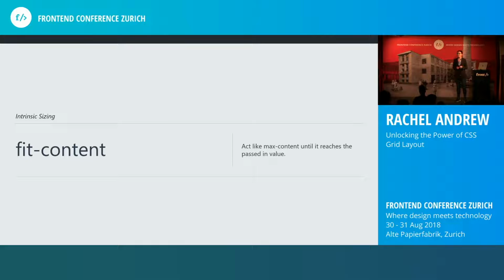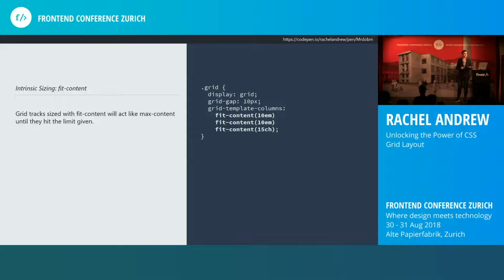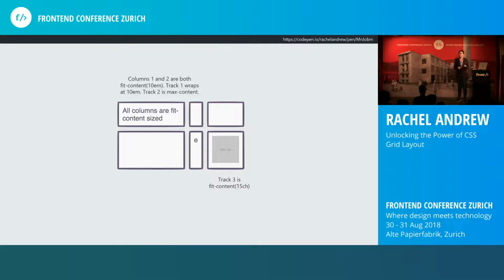And then we have fit content. And this is a really useful keyword because it acts just like max content, so the content tries to get as big as it can do, but you pass in a value. You pass in a value and you say, I do not want this track to get bigger than this value. So be like max content, get to that value, and then start doing your wrapping. So I've got 3 tracks here. The first 2 clamped at 10 M, the last one at 15 CH, which is roughly 15 characters. And we get something like this.